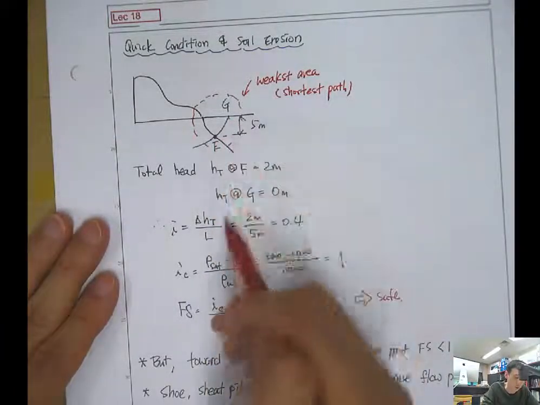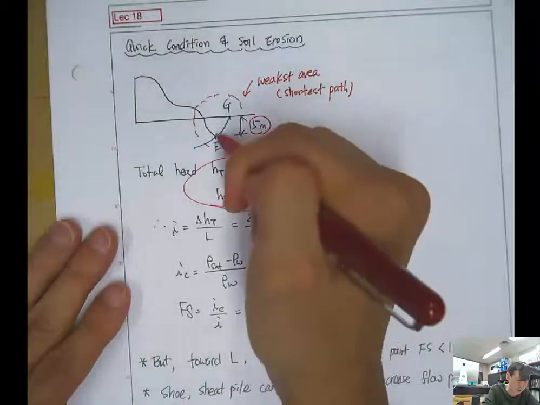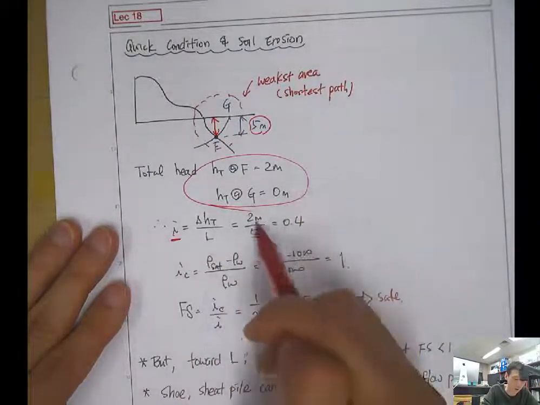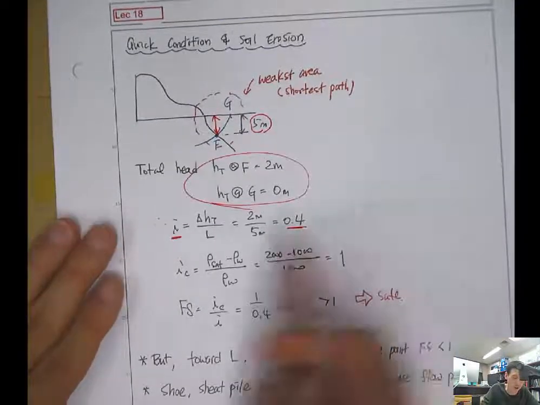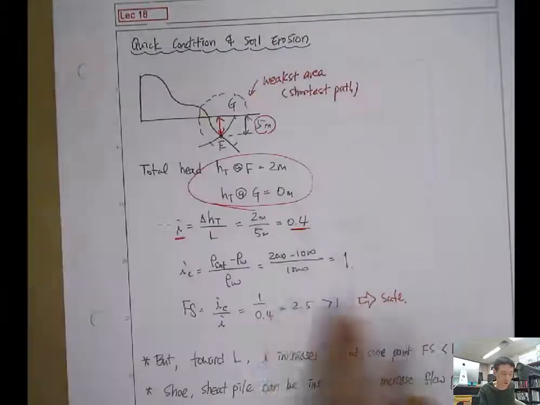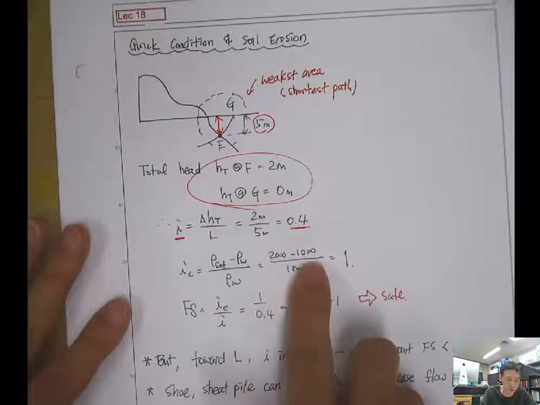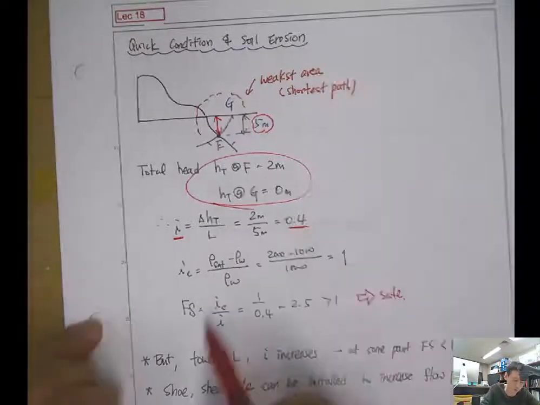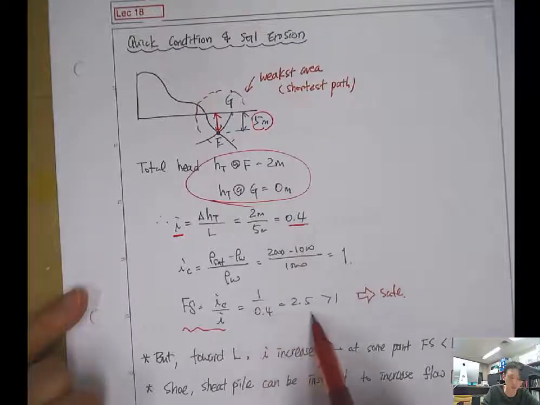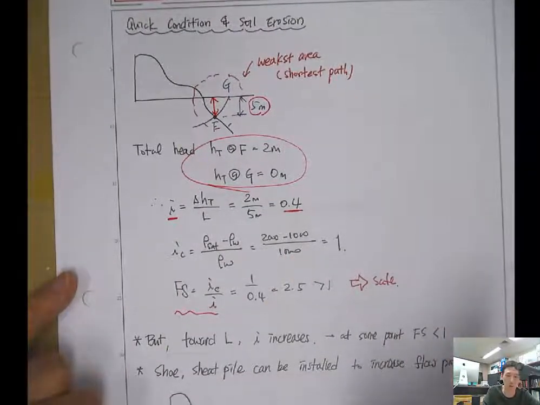So from F to G, the total head difference is 2 meter, and the length is 5 meter, which is the shortest length. Then the hydraulic gradient is 2 meter over 5, so that's 0.4. And we can calculate the critical hydraulic gradient from the saturated density: rho_sat minus rho_w over rho_w, which is 2000 minus 1000 over 1000, so it becomes 1. Then we can calculate the factor of safety. The factor of safety is 1 over 0.4, so it's 2.5, which is larger than 1. So we can conclude that this is safe against the quick condition.